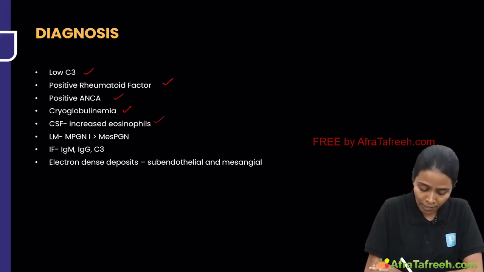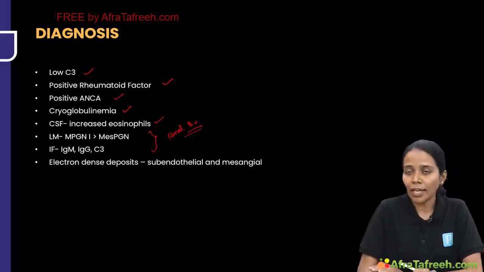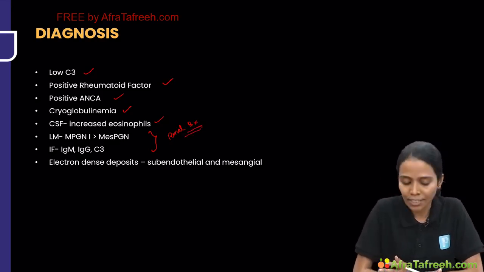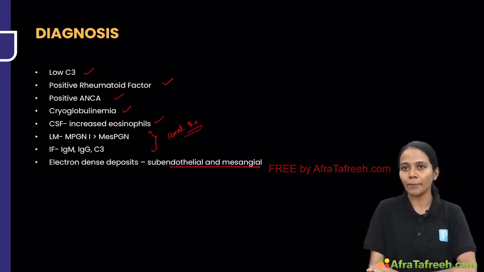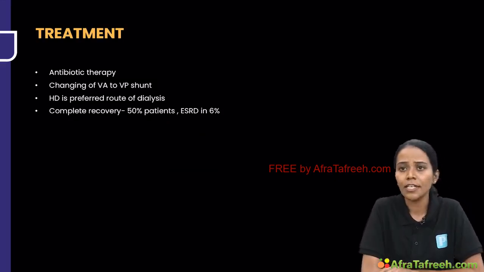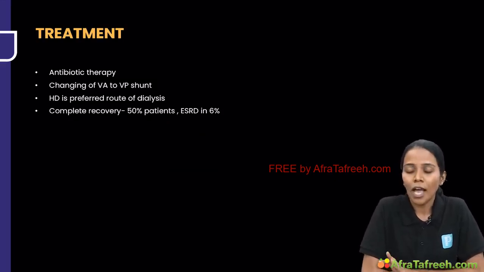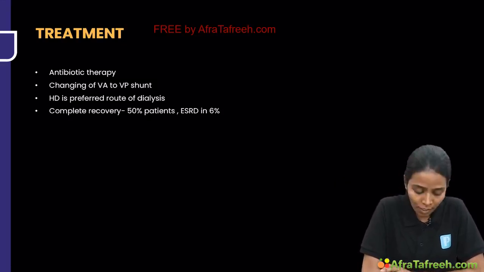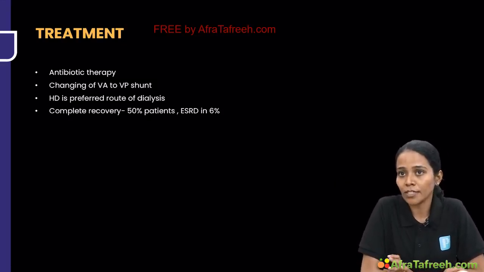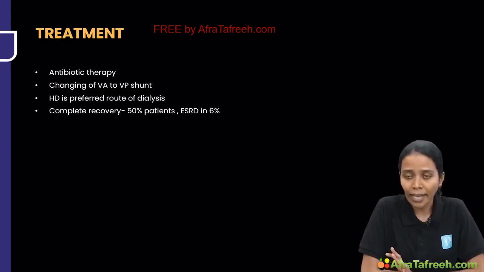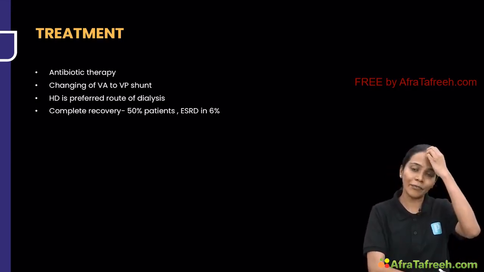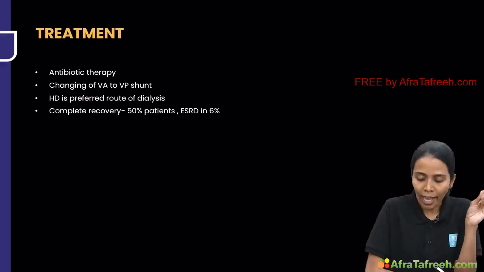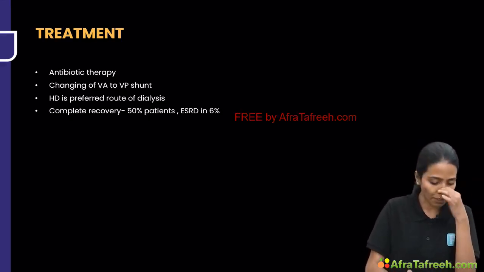And when you do biopsy, renal biopsy, mostly it is MPGN pattern in the biopsy. Okay, and immunofluorescence will show the same C3, IgG and IgM. And electron dense deposits can be subendothelial and mesangial. Now treatment is generally you start antibiotic therapy and you change the shunt VA to VP shunt, and if the patient requires dialysis you consider HD and not peritoneal dialysis, and complete recovery is seen in around 50% of patients. So some people are going to be left with residual elevated creatinine, and ESRD is seen in 6% of patients.